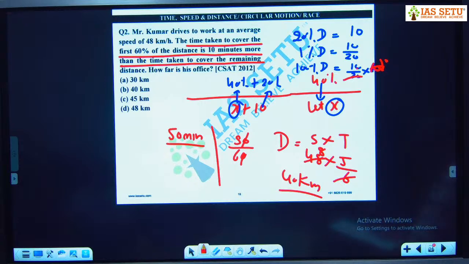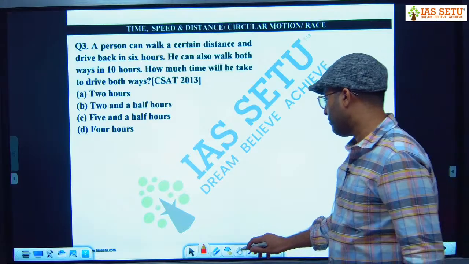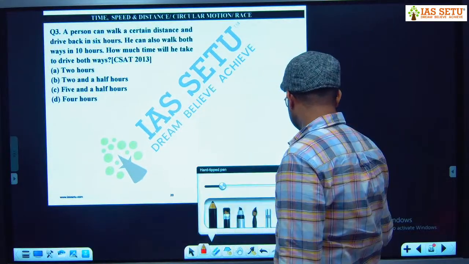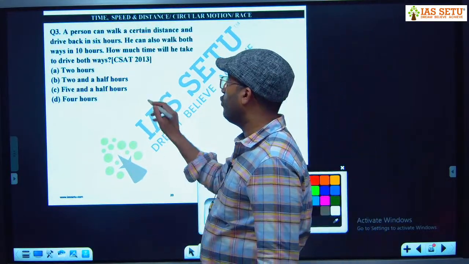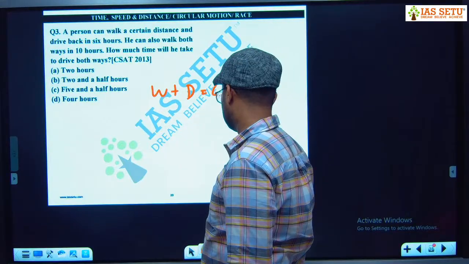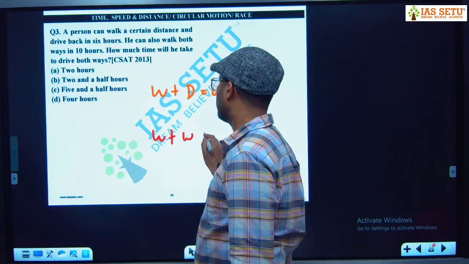नेक्स्ट क्वेश्चन, क्वेश्चन नंबर 3. A person can walk a certain distance and drive back in 6 hours. He can also walk both ways in 10 hours. How much time will he take to drive both ways? I give you two methods which I have already discussed in the class. One method is here: walk and drive back, he takes 6 hours. Walking both ways, walking plus walking required 10 hours.